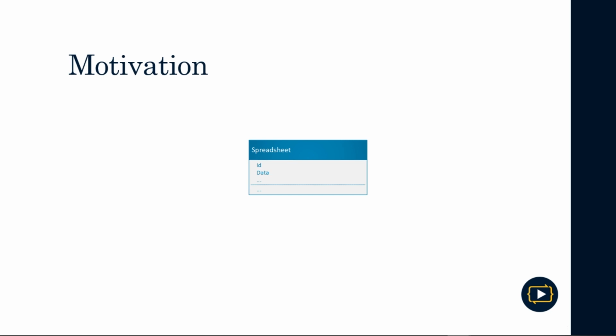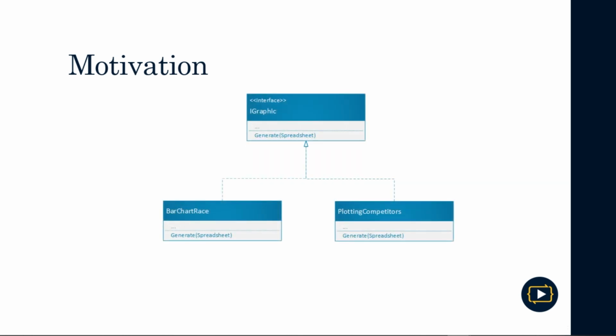If we were to translate this application into a class diagram, we could start by seeing a class called Spreadsheet, which will be the class that contains all the information to fill the interactive document. On the other hand, we will define an interface called iGraphic that will contain a method called Generate, which will be responsible for executing the calculations for each type of chart. We see that this method receives a parameter from the spreadsheet document.